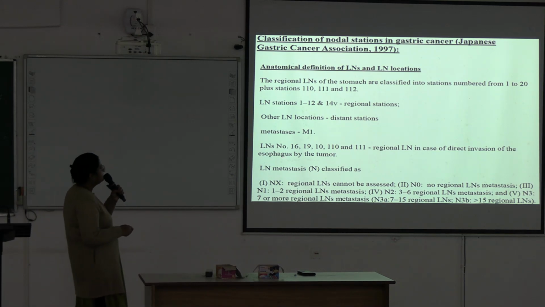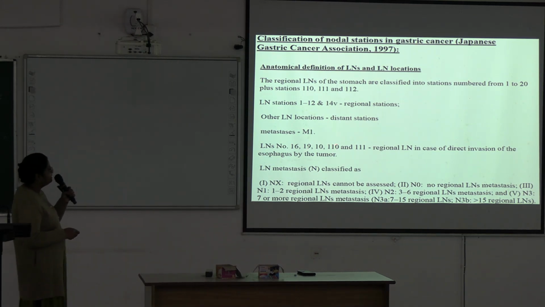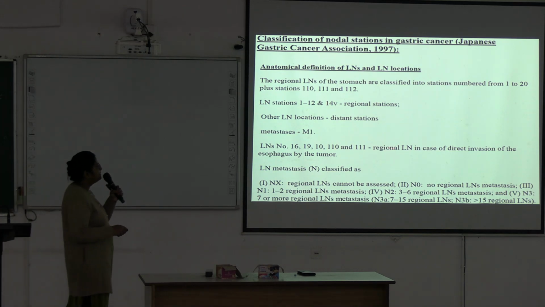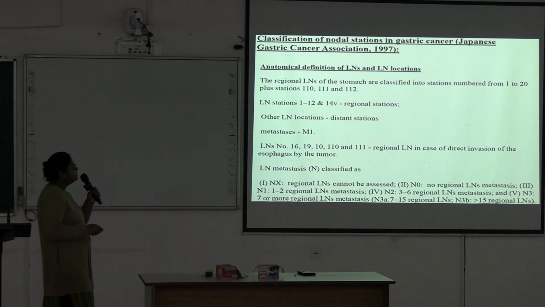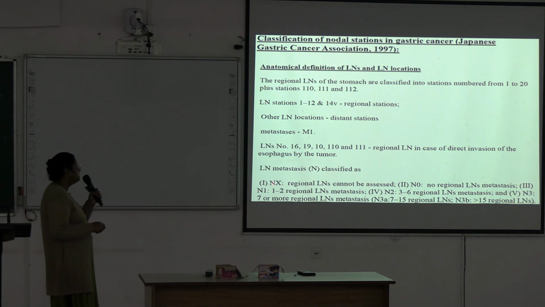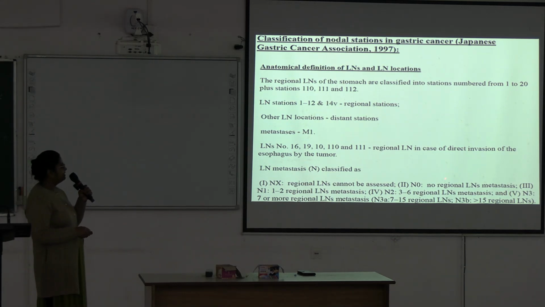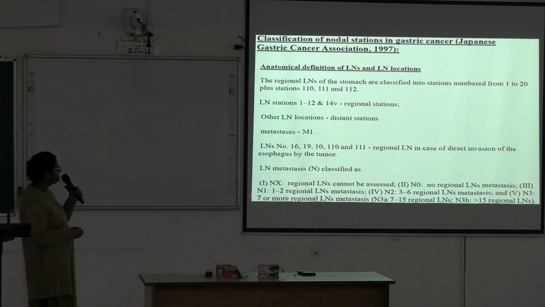First line of metastatic lymph node. And lymph node numbers 16, 19, 110, 111, these are involved in case of direct invasion of the esophagus by the tumor. And lymph node metastasis is classified as N. NX means regional lymph nodes cannot be assessed. N0 means no regional lymph node metastasis. N1 is 1 to 2 regional lymph node metastasis. These are regional lymph nodes.